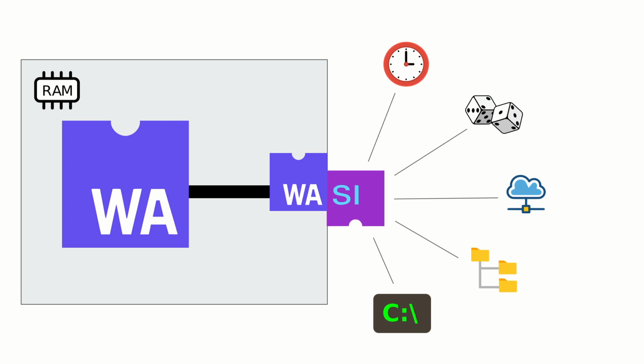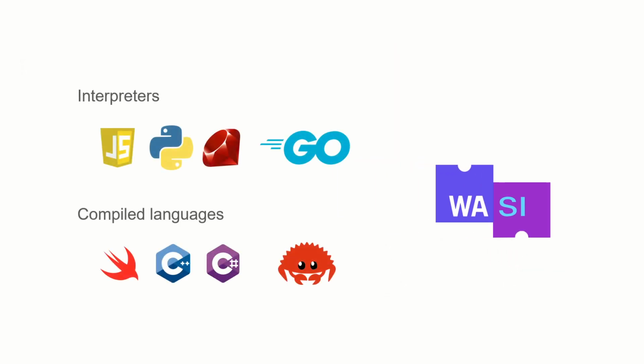Nowadays, WASI is gaining traction as a common target for various languages and products, likely becoming the primary target for WebAssembly programs in the future. WASI now allows executing interpreters like JavaScript, Python, Ruby, and Go within the Wasm runtime environment. Compiled languages like Swift, C++, C#, and of course Rust do support WASI as a compilation target. Hence, supporting WASI on the Internet Computer would greatly expand its ecosystem.